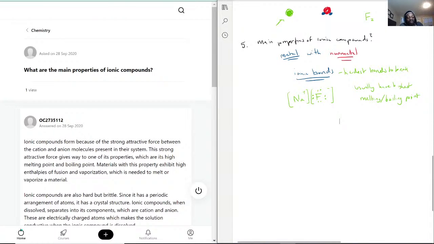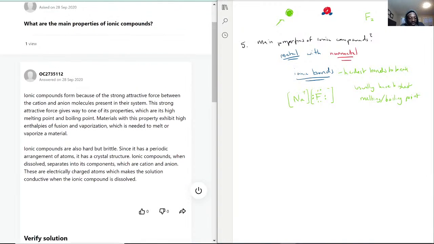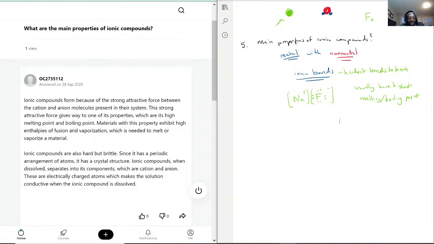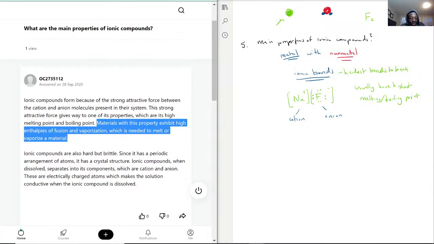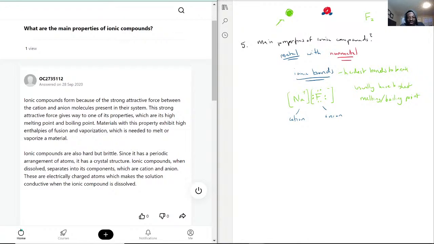Okay, so let's see what they say. Strong attractive force between a cation and anion. Yep, metal and non-metal. The metal is serving as the cation, and the non-metal is serving as an anion. Strong attraction, which means high melting and boiling point. And I'm not sure about this part, but there's something else you need to know as well: high enthalpies of fusion. So to actually form them, you need quite a bit of energy.